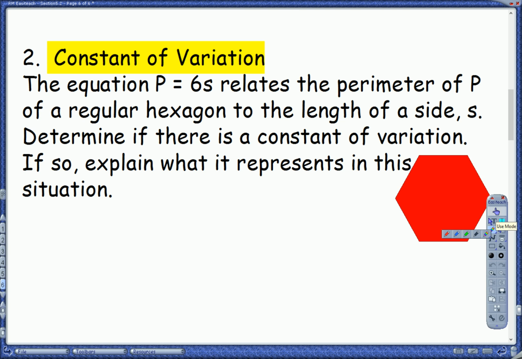It says the equation P equals 6s relates the perimeter P of a regular hexagon to the length of a side s. Determine if there is a constant of variation. So, constant of variation is another word for slope. I don't know why there's so many different words, but this is what they're asking for. They're telling you to find the slope or the m. Okay? It says, if so, explain what it represents in this situation. So using this equation, we know that the slope is 6. So yes, the constant of variation is 6. So we would write that.